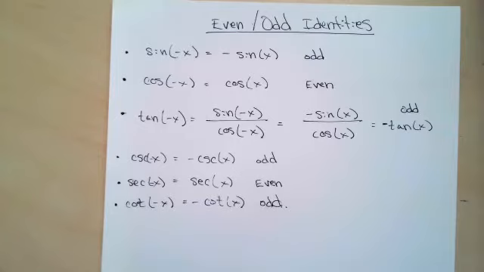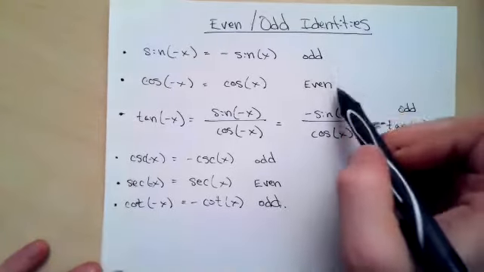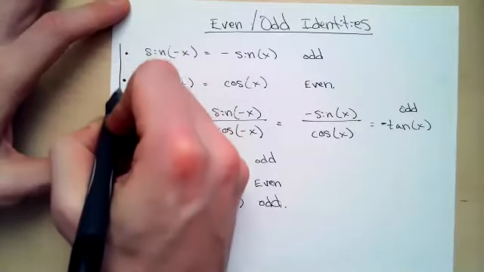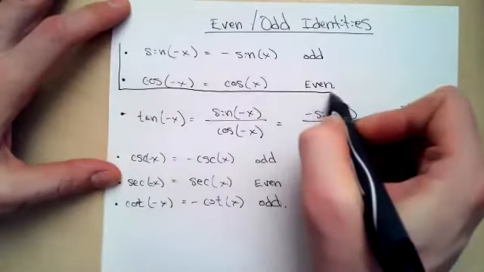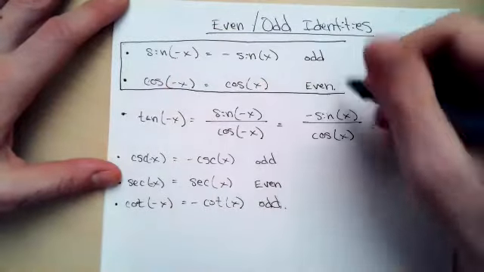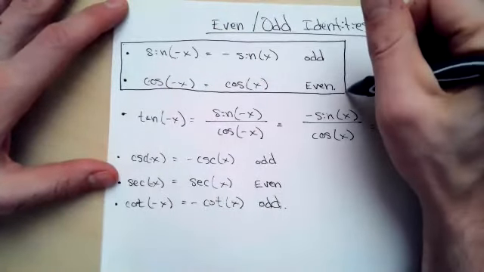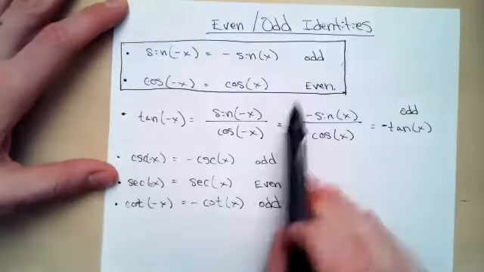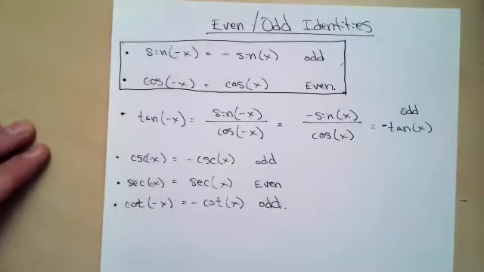Of the ones you should definitely remember, I would say the first two. Let's put a box around these. So these are the 6 even odd identities. But in the spirit of memorizing as little as possible, I would say make sure you know these two, and then from those two, you can figure out the rest if you need to.